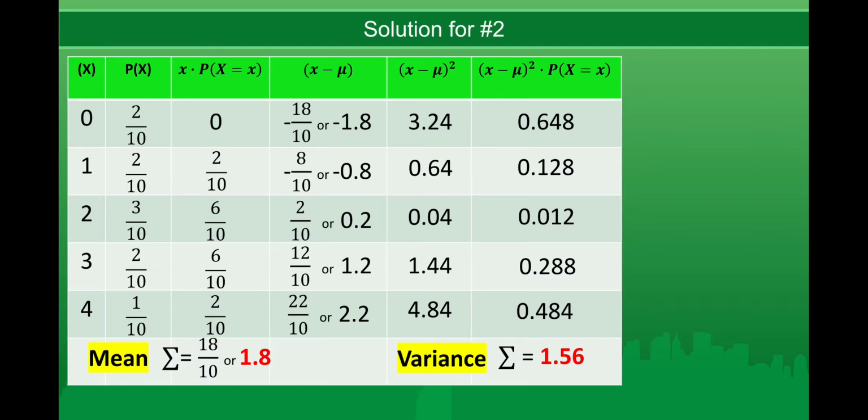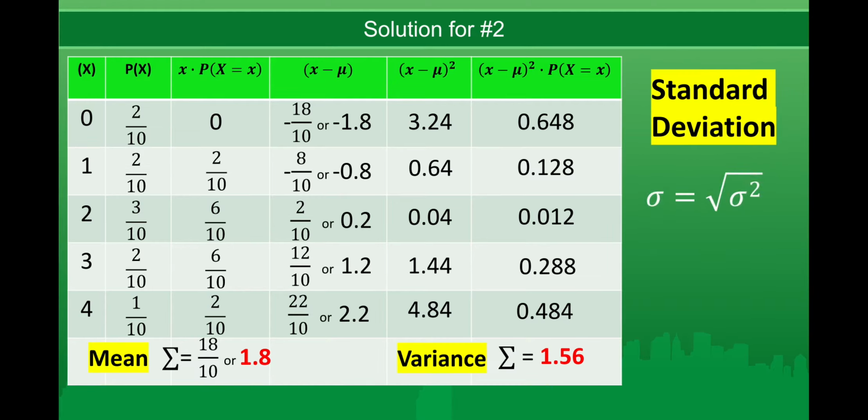So again, to find the standard deviation, we're going now to get the square root of the value of the variance.